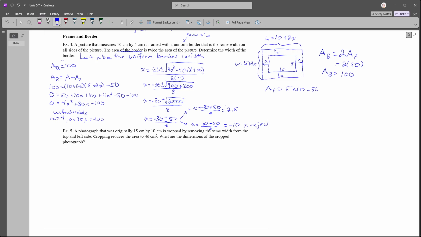Okay? So that means that 2.5 is the actual width that we're looking for. And we're done. We just need a therefore statement. Therefore, the border width is 2.5 centimeters.